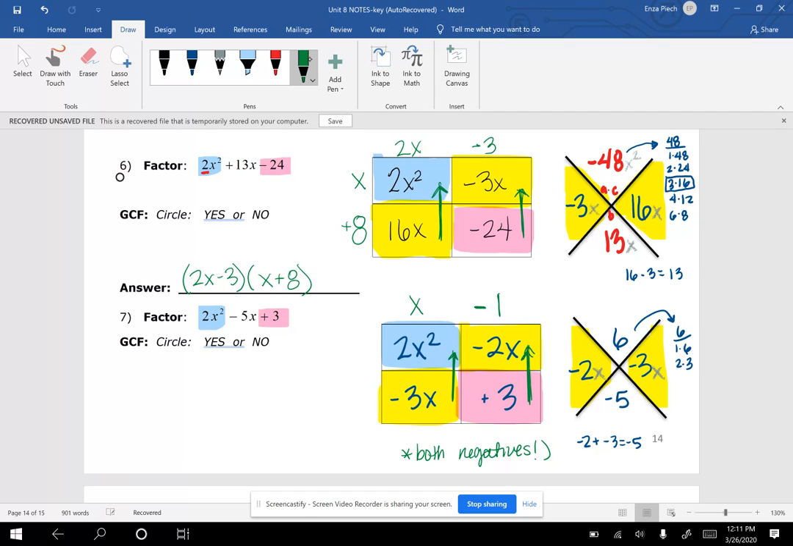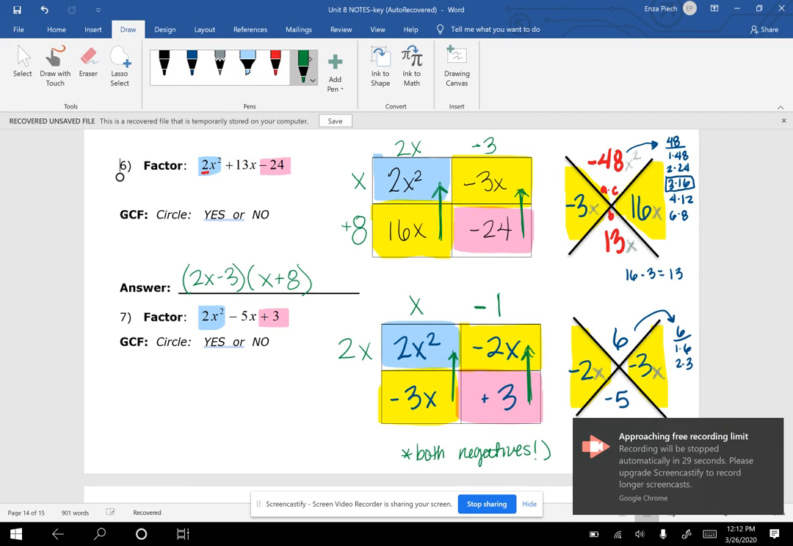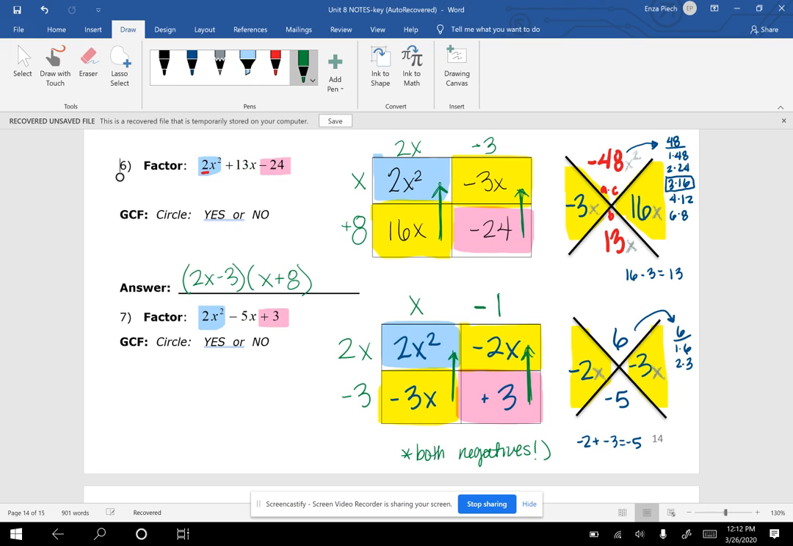Over here, if I say what times x gives me 2x squared, I'm going to need a 2x here. And then I'm going to say, well, over here, what times x gives me a negative 3x? And I have negative 3. So what we end up doing is filling in our answer as the quantity of x minus 1 times the quantity of 2x minus 3. And you're all set to go.